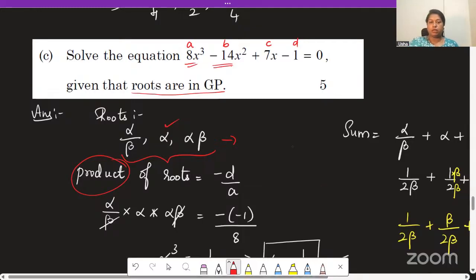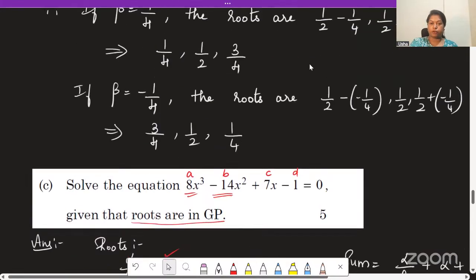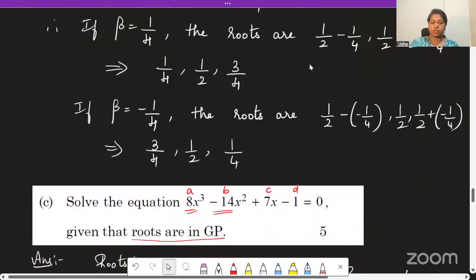Is this clear, everybody? The questions that we have solved today are compulsory questions. You will definitely get two questions, one cubic and one quadratic. So 10 marks you can score easily if you practice this type of questions. Practice a few more questions from the previous year question paper PDF that I shared with you yesterday.